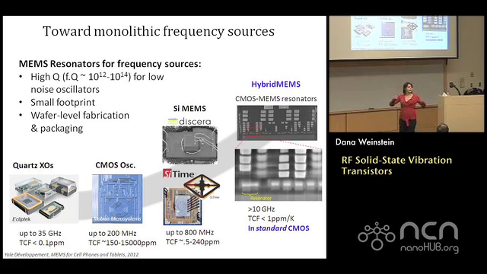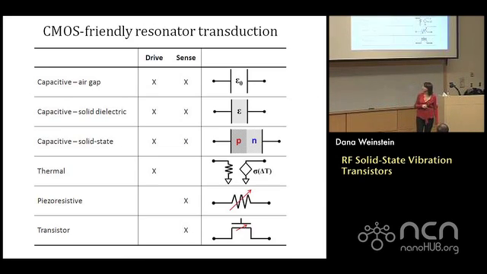So that's easy peasy, right? How on earth do we do something like that? Well, in CMOS, we have a limited set of materials that we can work with, right? So we don't have access to things like quartz or other materials that are piezoelectric, right, which give us a direct conversion between electrical and mechanical domain.